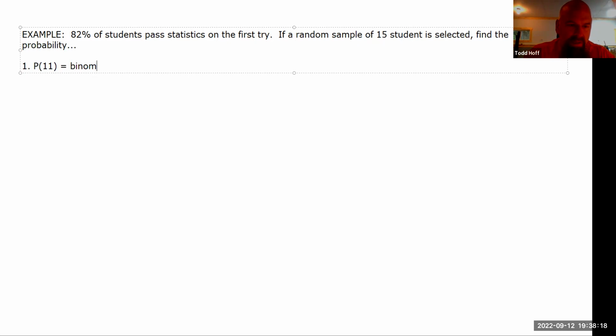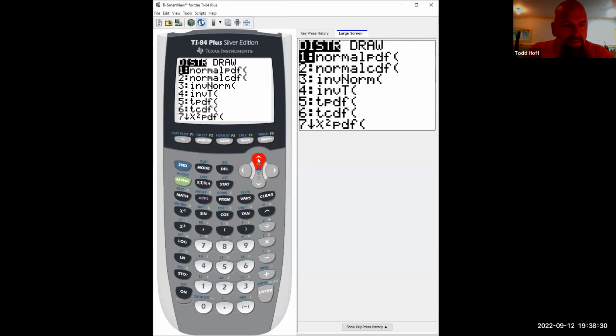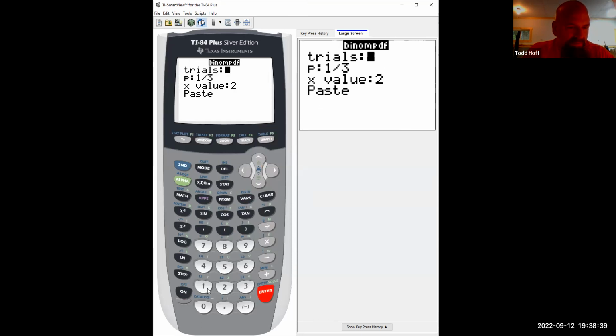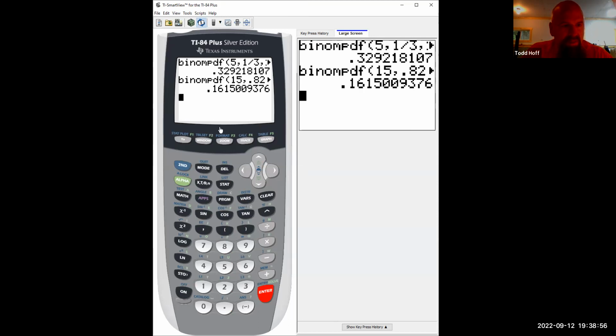Well, this is going to be a binom PDF. It's a single value. So let's go ahead and find that. So the calculator, second distribution, binom PDF is option A. We have 15 trials. Each student that's randomly selected is a trial here. 15 trials. Probability of success, 82%. So that's 0.82. And we want to know the probability of getting 11 successes. There it gives us 0.1615 as that probability.